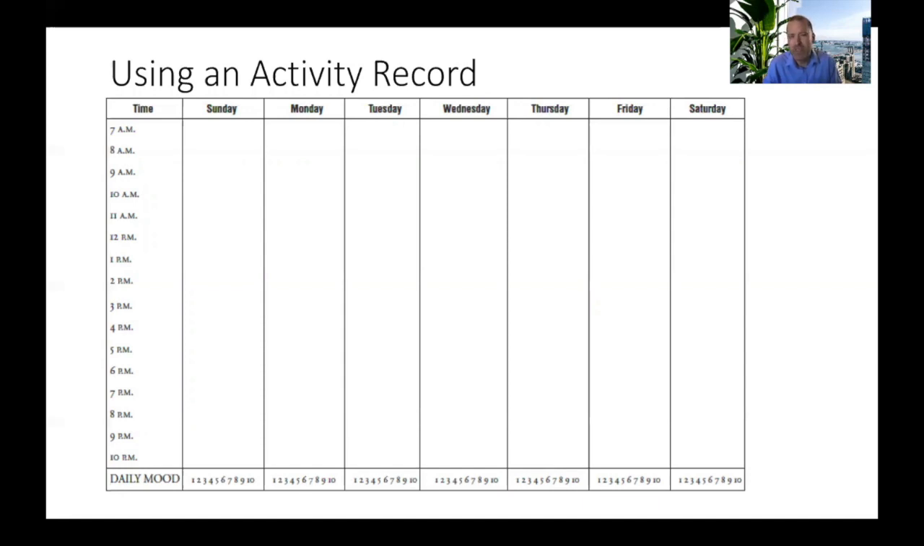Look for opportunities when you can intentionally select an activity. Maybe it's a social activity. Maybe it's a project. Maybe it's something that's enjoyable. But go ahead and select that activity and put it in that white space.